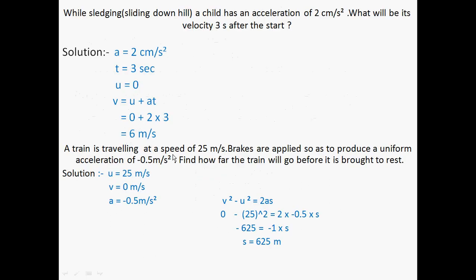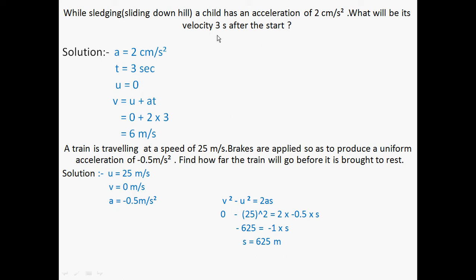Okay, now see the next numerical. The next numerical which I gave in the test was while sledging. That means sledging is a certain kind of a game or a way people used to slide down the hill. Okay, you must have performed sledging on a mountain hill. So a child has an acceleration of 2 centimeter per second square. What will be its velocity 3 seconds after the start?